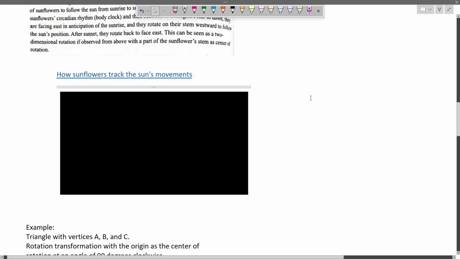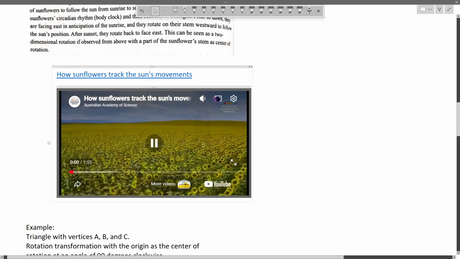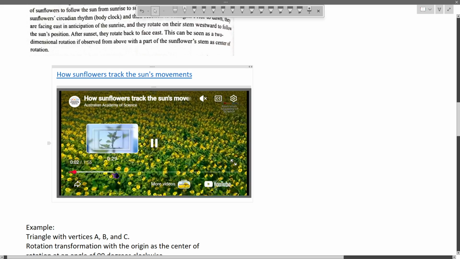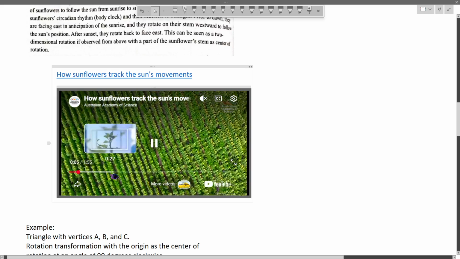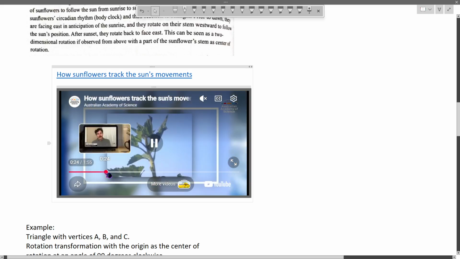Let's wait for it to load. Okay, so this is what it looks like.